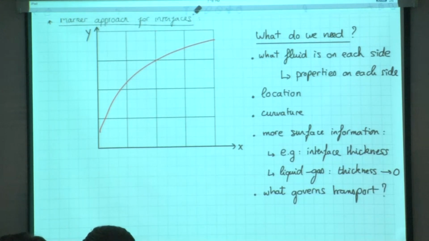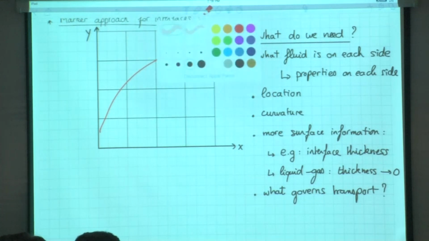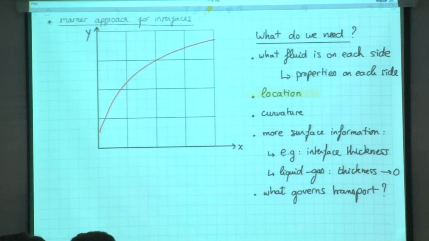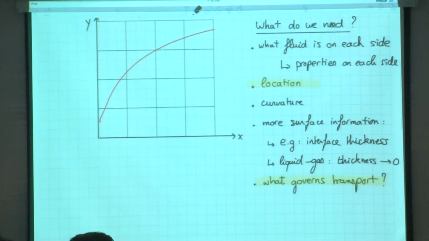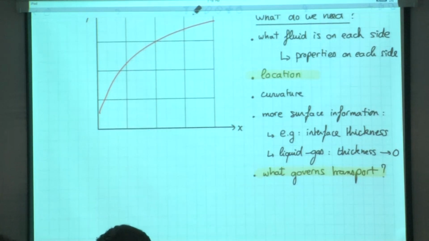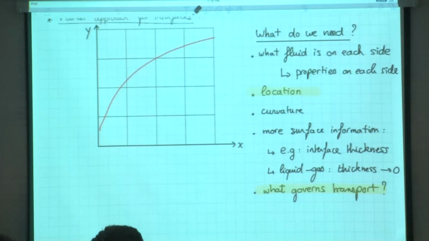So the main thing we're going to focus on at this point is going to be the location and what governs the transport. We're going to build those tools today, and we'll add more to that. We'll talk about curvature in the next few days, and we'll talk about how to use information from the interface to tell the flow solver which side of the interface we're on, and so we'll do more of that as we move forward.